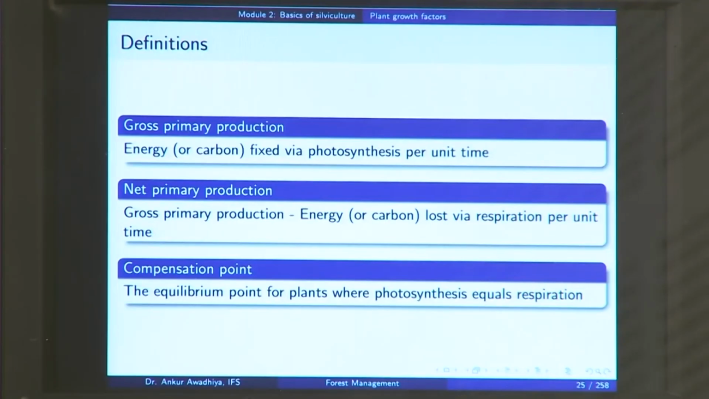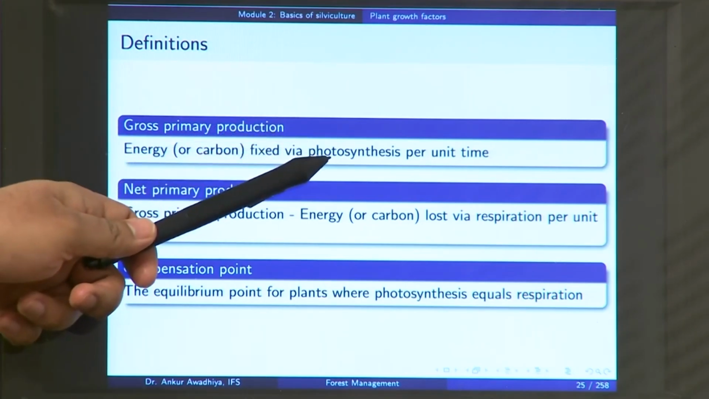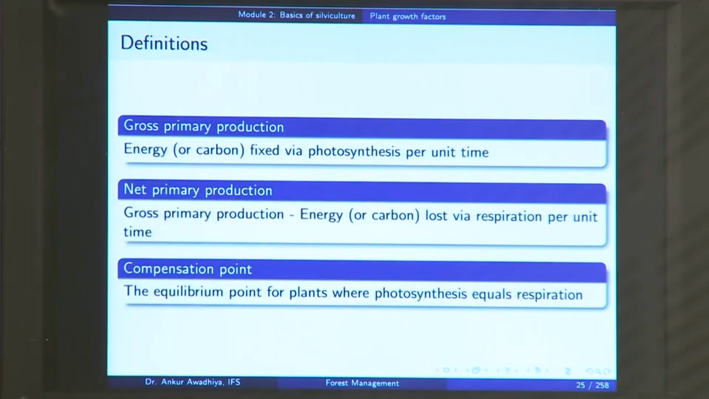Now, we define these two terms, gross primary production and net primary production. Now, gross primary production is defined as energy or carbon that is fixed via photosynthesis per unit time. So, if you only consider photosynthesis, so the amount of energy or the amount of carbon that is being fixed or that is being deposited in the bodies of the plants per unit time, it is generally expressed as per unit time, that is known as the gross primary production.